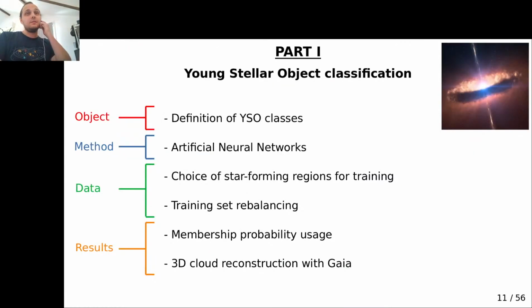So I will start with the first part about young stellar objects classification. So I will define what our object of interest is, the method that we used, which is based on artificial neural networks, and then I will explain how we constructed our data set, and finally I will present you some results of this young stellar objects classification.